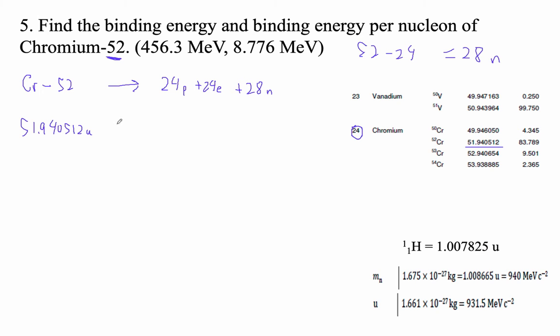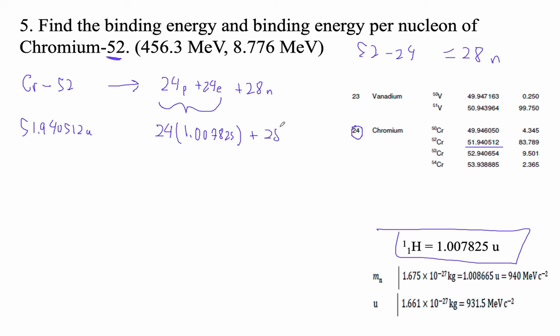Okay, so nuclear stability. So let's look at this. Let's make this thing up. I'm going to make these guys up by using a neutral hydrogen atom, right? Which is also in your little table of nuclei. So I'm going to say 24 of these, because this takes into account a proton and an electron, plus 28 free neutrons.